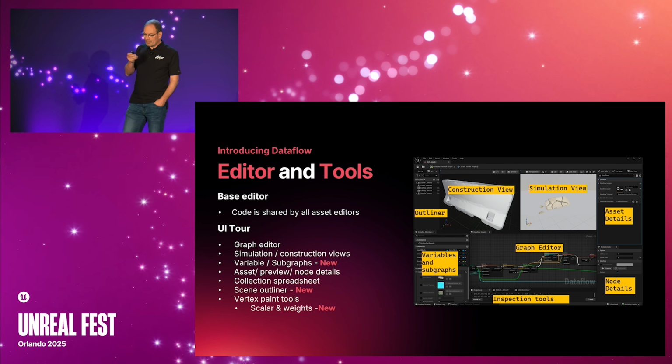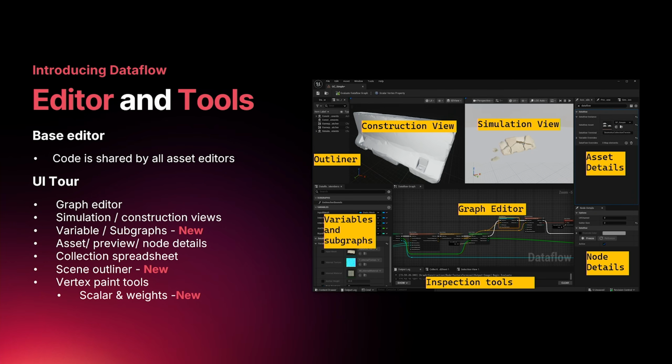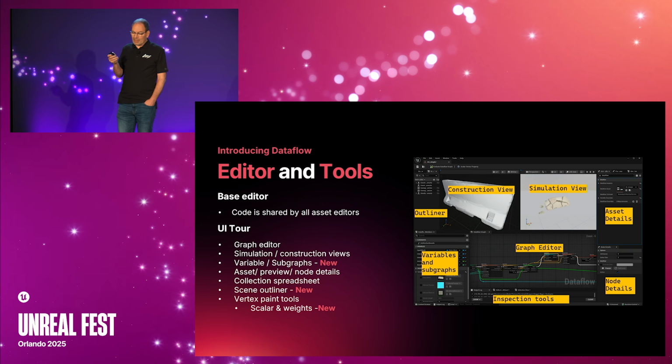So the UI is pretty busy, and setting up those layouts is always tricky. So we have a graph editor, a simulation view. So we have two 3D views. We have a simulation view and a construction view. And I'll go into detail after about how they are used and what their purpose is. Of course, we have asset details for your normal properties. Node details, so each node, contrary to blueprints, has details for your nodes. And then we get a collection spreadsheet, a scene outliner, and some vertex painting tools.